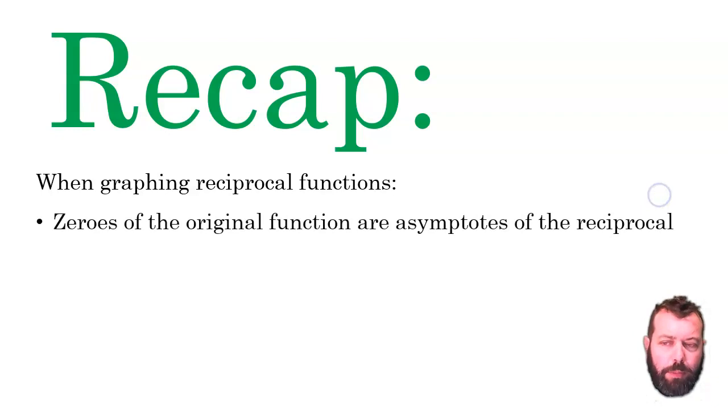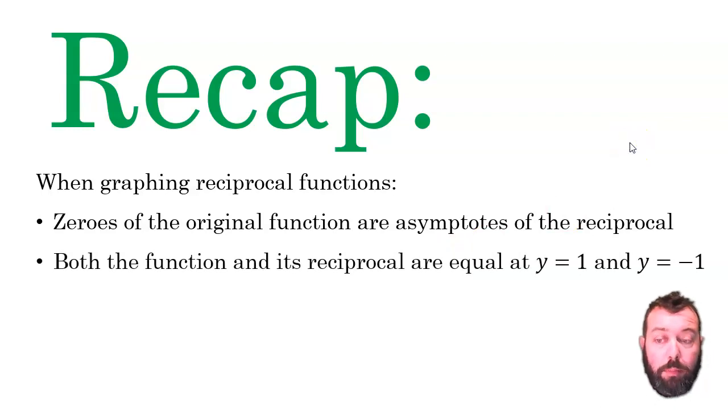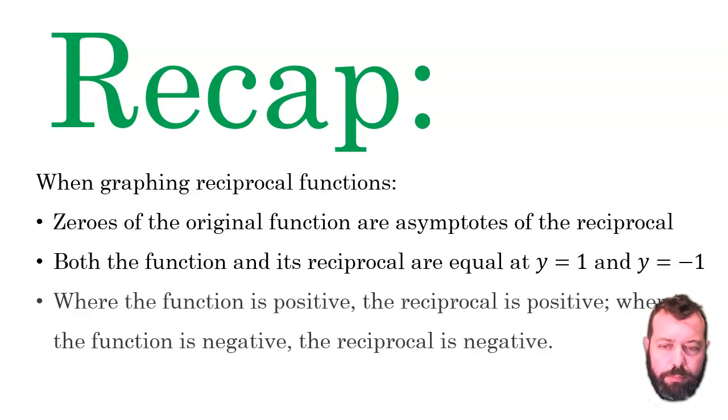A couple of things to remember. Where there are zeros in my function, I have vertical asymptotes for the reciprocal. Both the function and its reciprocal are equal when y equals 1 and y equals -1. So that's an important little point, especially when you draw one over the top of the other. You should have those intersections in the right point. When one's positive, the other is positive. One's negative, the other's negative.